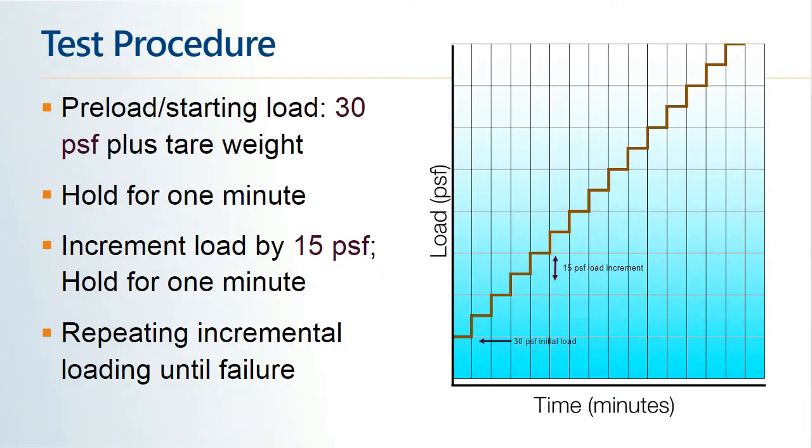So following those 2 standards, we set the procedure and tested in increments. We would start at 30 pounds per square foot plus tare weight, and then we held that for 1 minute, and then the load would be incremented from there at 15 pounds per square foot, and we would hold it for 1 minute. This would then be repeated until we reached failure of the specimen.